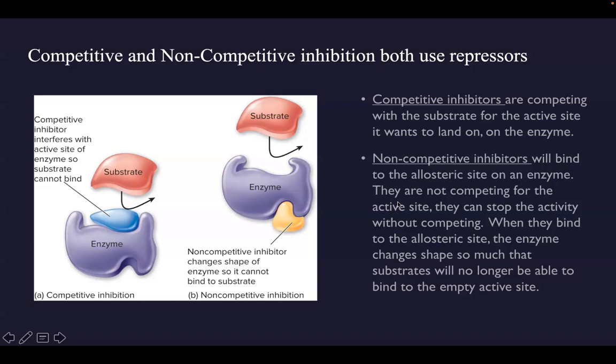Non-competitive inhibitors are also going to stop a function or a reaction from happening, but they're not competing for that one active site. They're stopping the activity without any competing. They have an allosteric site to bind to, and that is where the enzyme is going to change shape so much that the substrate will no longer be able to bind. So even though they're not heading for the same destination, because this non-competitive inhibitor that's a repressor bound to the allosteric site, that changed the shape of the enzyme enough that now this doesn't fit like a puzzle piece the way it should.